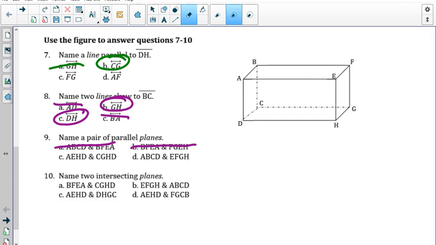Oh, board's frozen. Sorry about that. Hello, error on my side with the board freezing.